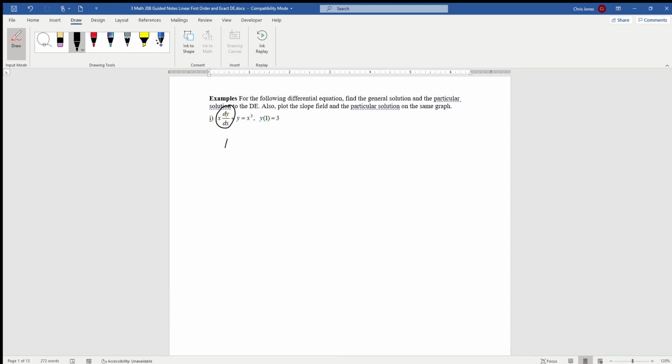So we're going to rewrite this as dy dx plus 1 over x times y equals x squared. And what we notice is that now y has a coefficient of 1 over x, and that's going to be our p of x function that we just defined above. And we have a q of x function, which is just going to be x squared.